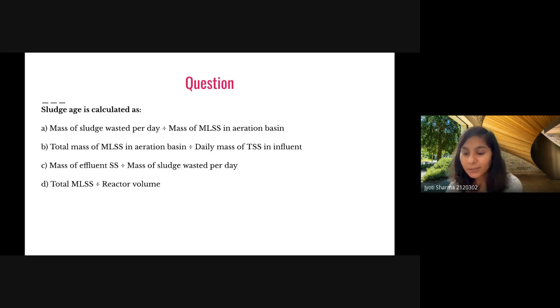So let me see the answers. Okay, so Dia gave me a B option, and yes, so this is total mass of MLSS. We already have talked about this MLSS. This is mixed liquor suspended solid. So this is microorganism in the liquid, divided by total mass of total suspended solid in effluent. So how much microorganism we have in the influent.